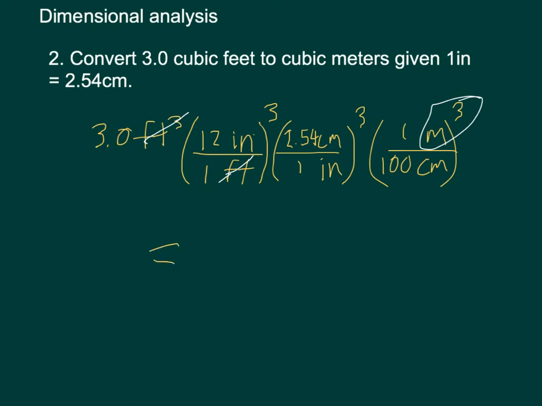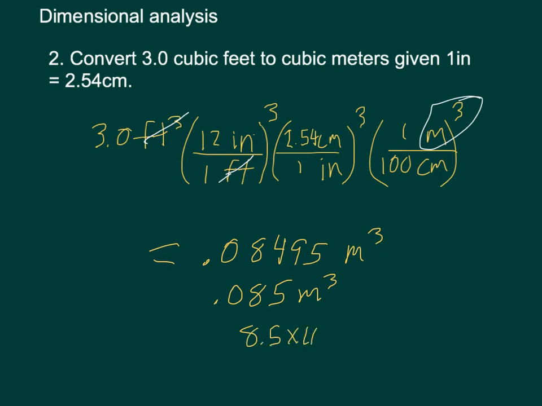The answer that we get is going to be 0.08495 meters cubed. We need to look at significant digits. We have 2, so the correct answer therefore would be 0.085 cubic meters, or 8.5 times 10 to the negative 2 cubic meters.